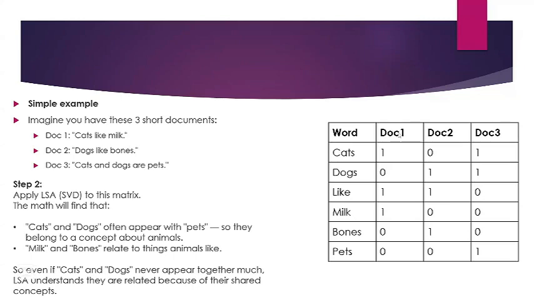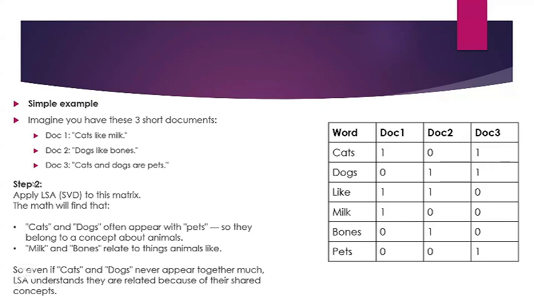Then on this side, I will put all three sentences. So you can see the cat is appearing in the first one, and the cat is appearing in the third one as well. Likewise, dog is appearing in two sentences, the second sentence and the third one. And like is appearing in the first and second. Likewise, I am creating a small matrix, right?